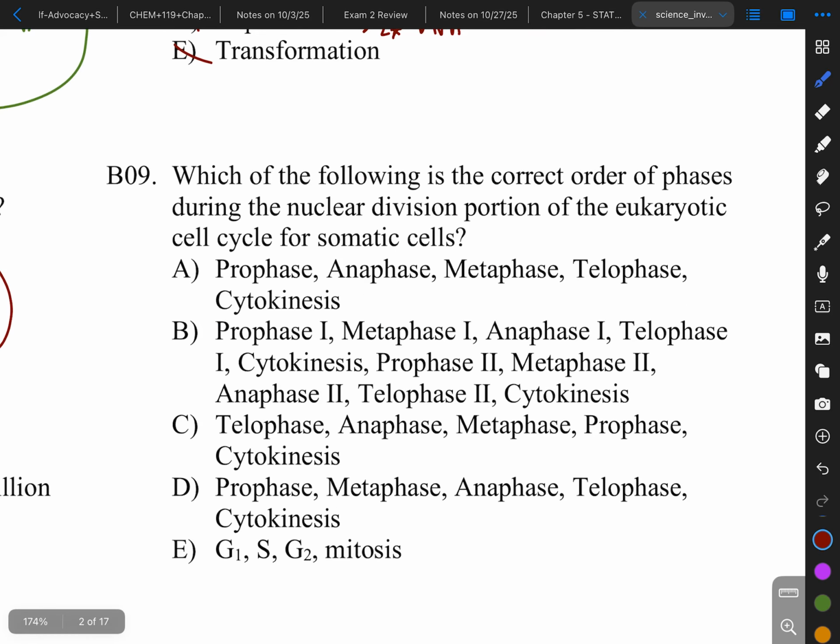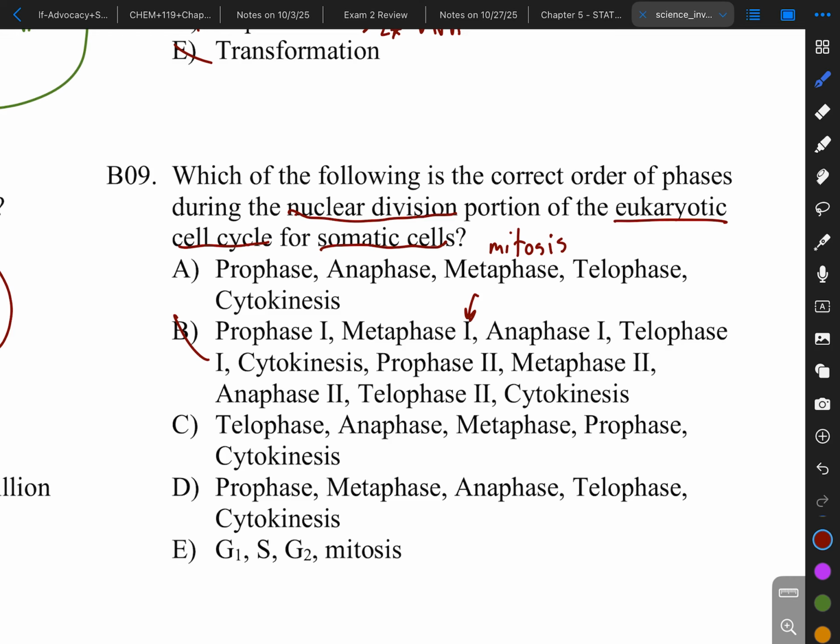For 9, we're asked to find the order of the phases during the nuclear division portion of eukaryotic cells for somatic cells. So we know it's a eukaryotic cell cycle, so it has nothing to do with binary fission, which is not really an option here. We know it's for somatic cells, so it's mitosis, right? Not meiosis. So you can get rid of any options that have these Roman numerals, and that's the only one we can get rid of.